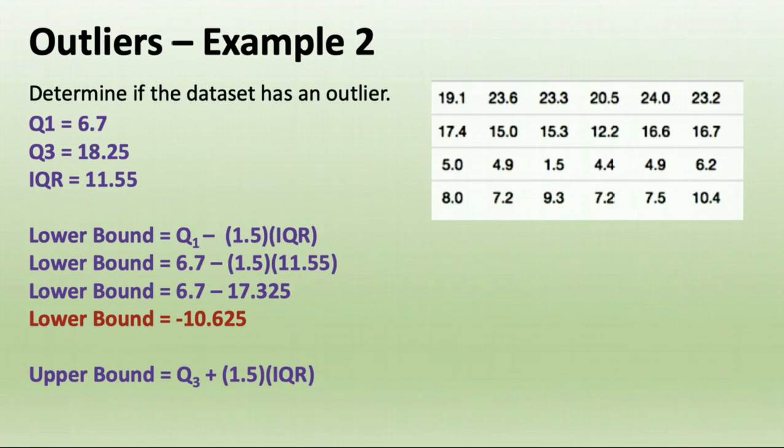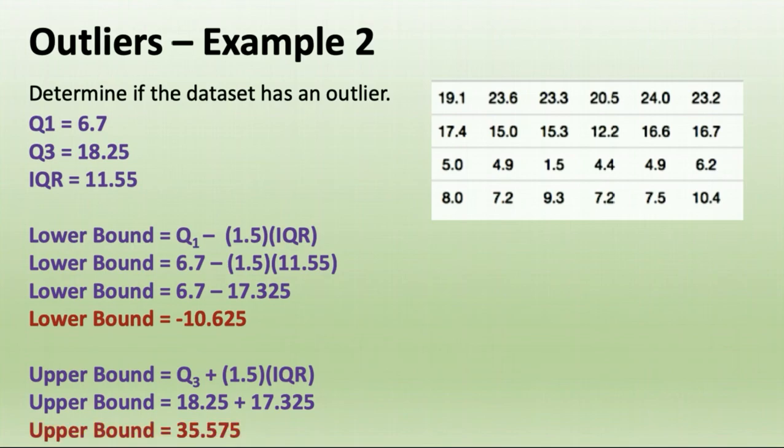Here is the formula for the upper bound. I'm going to plug in Q3 and plug in the calculation I came up with when I multiplied 1.5 times the IQR. Remember, that calculation was 17.325 and Q3 was 18.25. So I add these values together and I get the upper bound, which is 35.575.